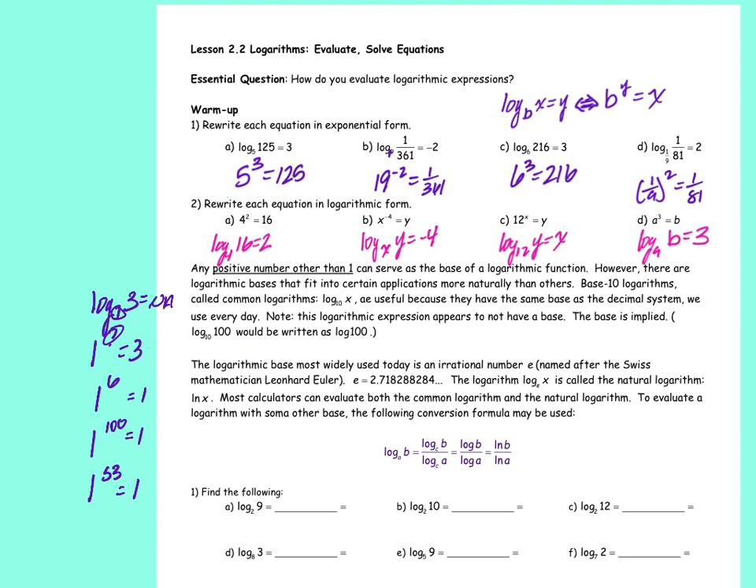So it says can serve as a base of a logarithmic function. However, there are logarithmic bases that fit into certain applications more naturally than others. Base 10 logarithms, called common logarithms, log base 10 of x, are useful because they have the same base as the decimal system we use every day. Note this logarithm expression appears not to have a base. The base is implied.